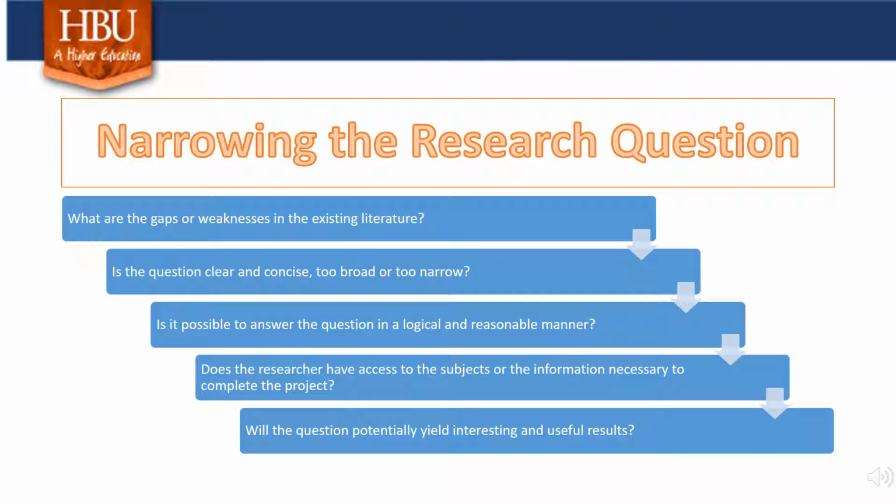Once we have an idea of a general topic in mind, how do we narrow that topic and create a research question? First, we need to consider the gaps or weaknesses in the existing literature. We'll also need to think about our questions or our topics. Are they broad or narrow? Is it clear and concise? Also, is it possible to answer our question in a logical and reasonable manner? Do you have the skills? Is the topic feasible? Do you have access? Last, do you think it will ultimately yield interesting and useful results?